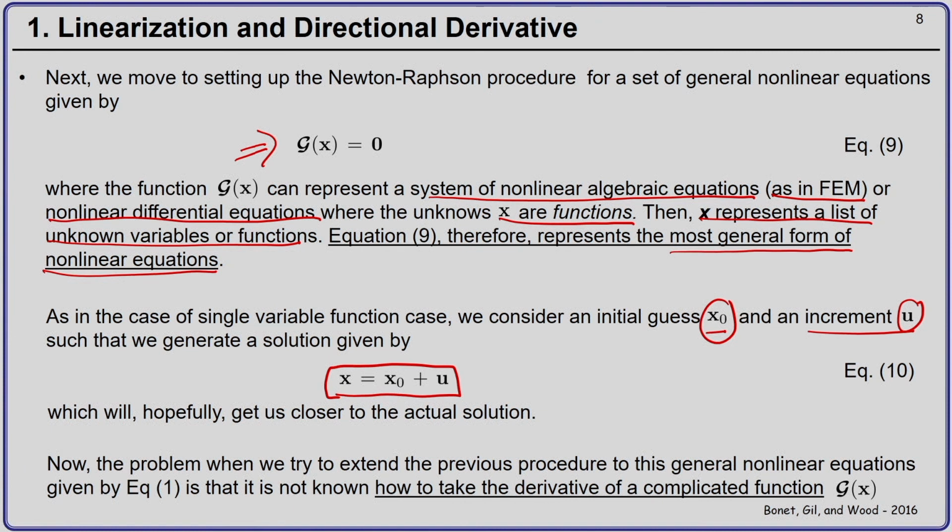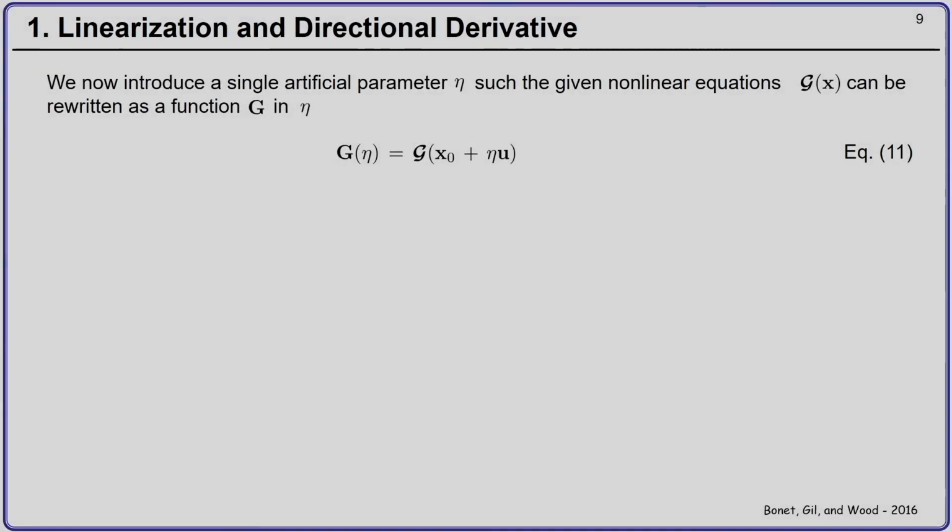Now, the problem right now is when we try to extend the previous procedure, which we did for a single nonlinear equation, to this general nonlinear equation given by equation 9 over here, it is not clearly known how you will take the derivative of a complicated function g of x. So, to do this, what we do is we introduce an artificial parameter called eta.